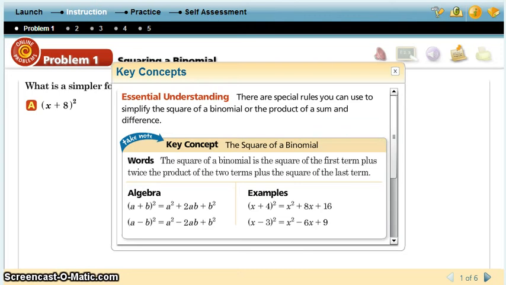Okay, we have been multiplying a binomial times a binomial and using the FOIL method. Well, we're going to talk about a couple of special cases when multiplying. Now, the first one here we have is the square of a binomial.